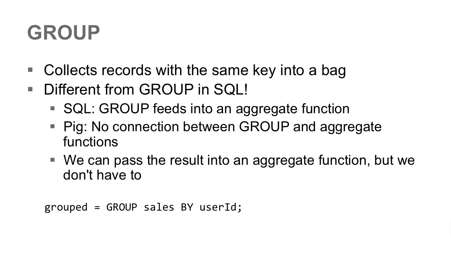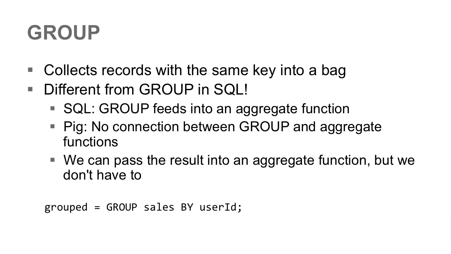Group. Group is going to collect records with the same key into a bag. And as you can imagine, this operation is different from grouping in SQL. In SQL, grouping is going to feed into an aggregate function, while in Pig, the grouping is just that. So there is no necessary connection between the group and aggregate function, even though that we could do that. And as an example, we could group sales by user ID. And the result of that is going to be a tuple that will have the user ID.